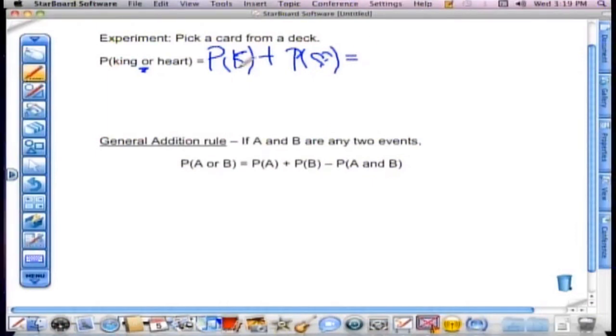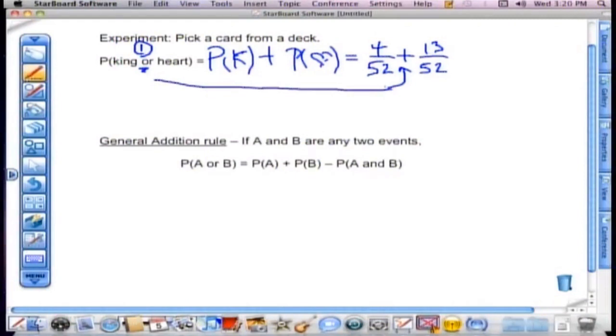Okay, we know we can add those together. So the probability of a king, we've got 4 kings out of the 52 equally likely outcomes, and we have 13 hearts out of the 52 equally likely outcomes. But then go back. Your step 1 is the or statement and adding the probabilities. But your step 2 is looking at the events and thinking, can they both occur when the experiment is performed? In other words, if we pick a card from a deck, can we get both a king and a heart? And the answer is yes, isn't it, when we get the king of hearts?